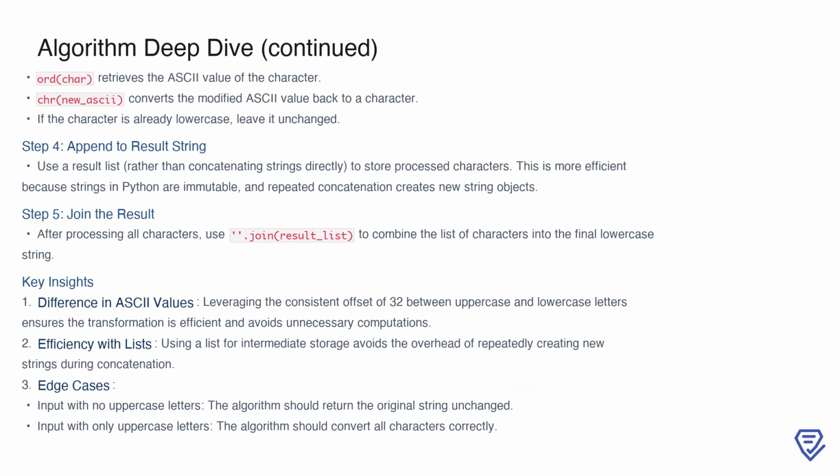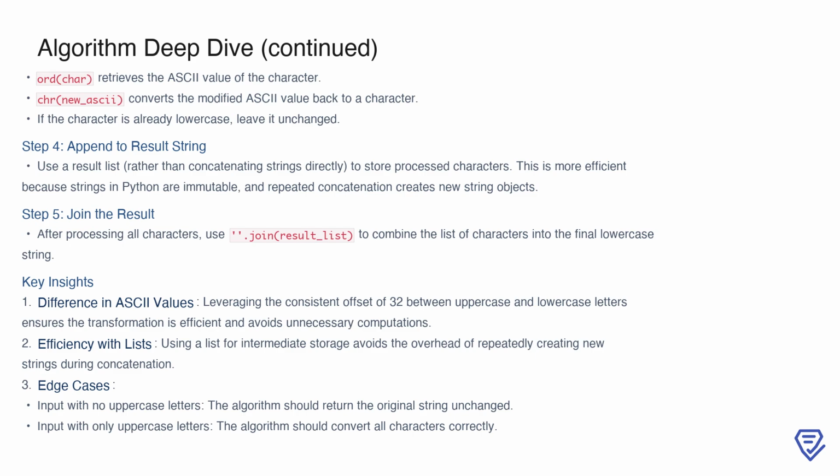Once we understand how to convert individual characters, the next step is to efficiently process the entire string. Instead of directly concatenating characters to form the result, which can be inefficient due to the immutability of Python strings, we use a list to store the processed characters. Lists are mutable, allowing us to append characters efficiently without creating new objects repeatedly. After processing all characters, we use the join function to combine the list into the final lowercase string. This method is both time and space efficient.